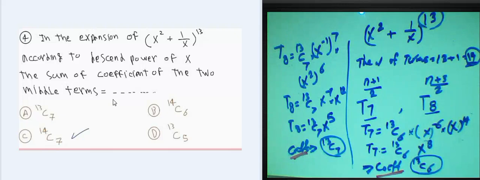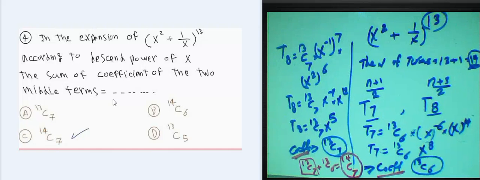We can add them by the rule: 13 combination 7 plus 13 combination 6. We must choose the greatest lower index, which is 7, and add 1 to the top number. It will be 14 combination 7. The result will be 14 combination 7.